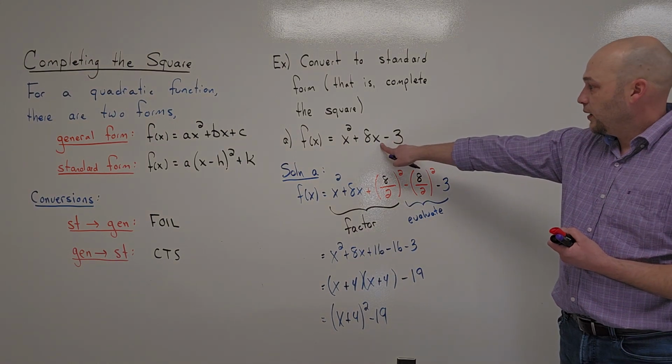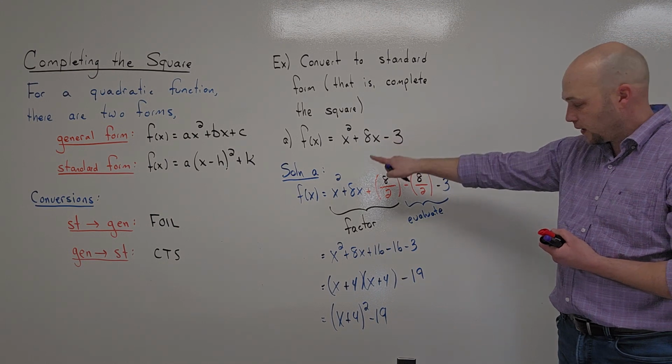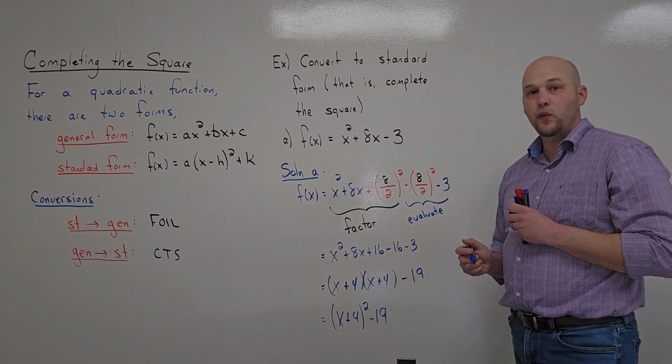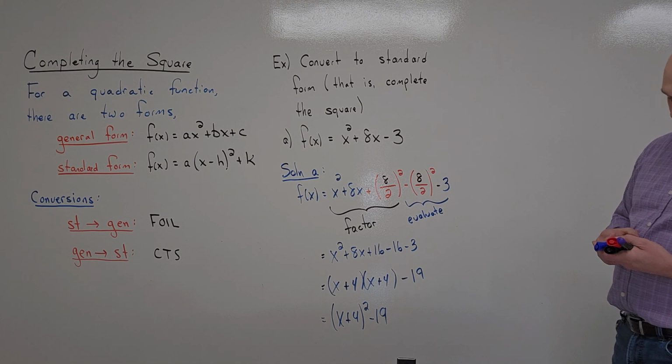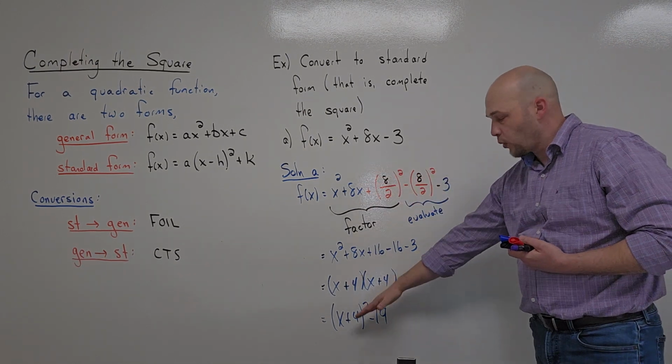This function right here, x squared plus 8x minus 3, is the general form for that quadratic. X plus 4 squared minus 19 is the standard form for that quadratic. All right, let's work through a variety of examples of this, but what we can do is we can make this work a little bit more efficient.